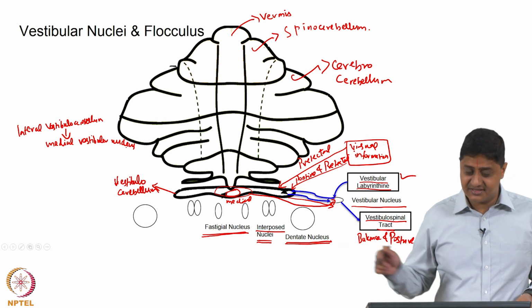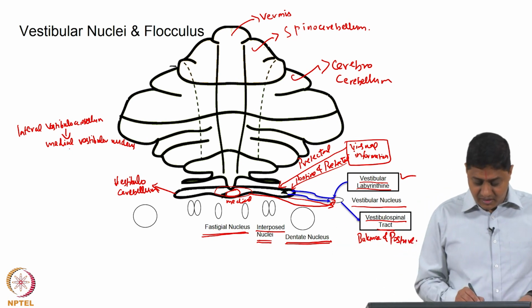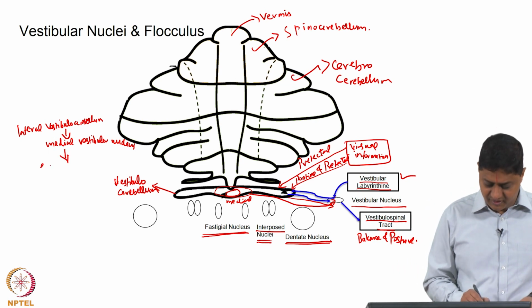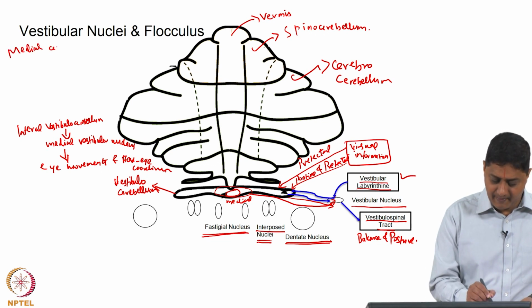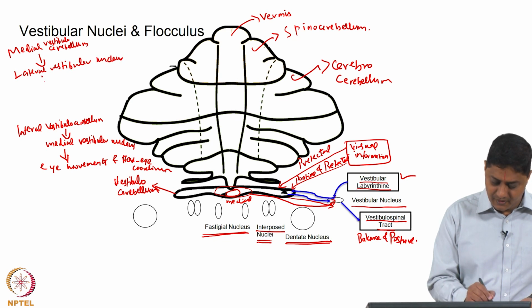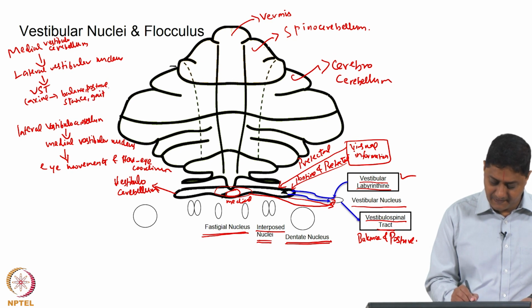Vestibular nucleus is a nucleus located outside the cerebellum, right, that is responsible for vestibular function, and this is responsible for eye movements and head eye coordination, whereas the medial vestibulocerebellum projects to the lateral vestibular nucleus, to the vestibulospinal tract, to control axial musculature, balance, posture, stance, gait, etc. Right.